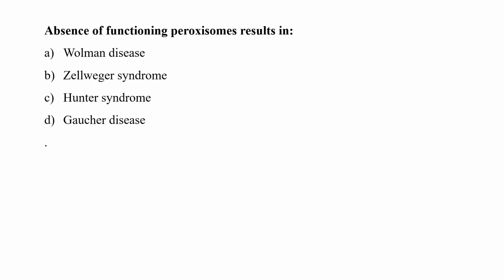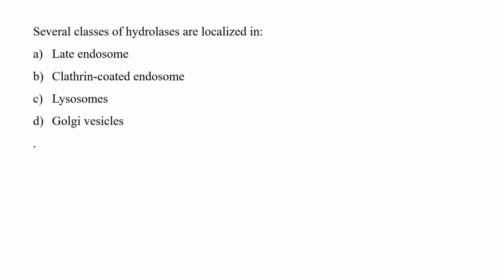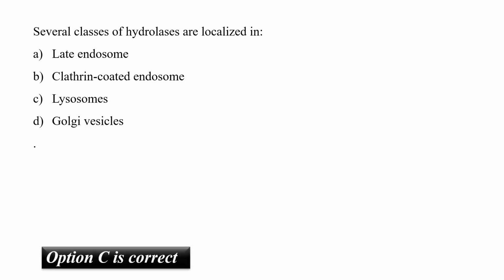Absence of functioning peroxisomes results in Wolman disease, Zellweger syndrome, Hunter syndrome, or Gaucher disease. Zellweger syndrome is the most common peroxisomal genetic disorder, which happens due to the absence of functional peroxisomes. So option B is the correct answer. Several classes of hydrolases are localized in. Again, one of the most simple questions: in the lysosomes, various types of hydrolases are present to degrade various biomolecule categories, including proteases, lipases, nucleases, or even glucosidases.